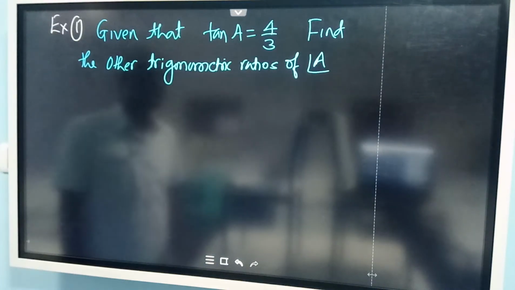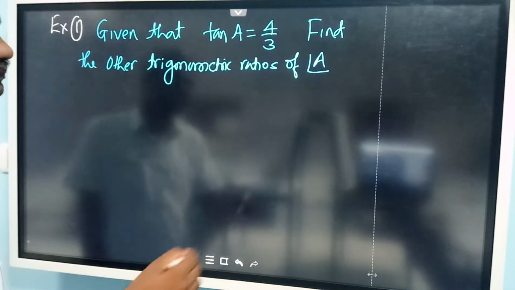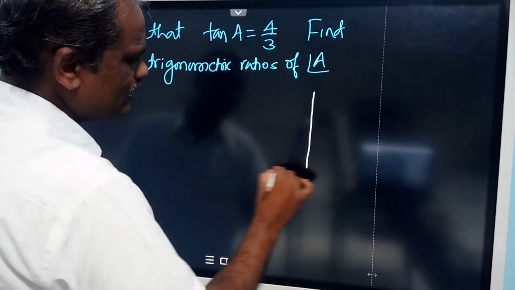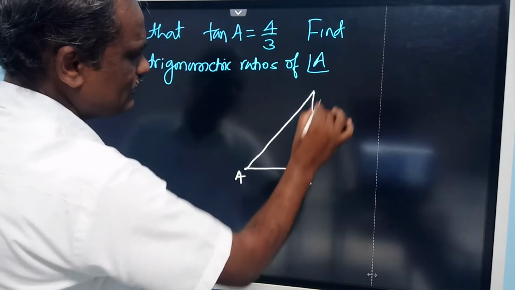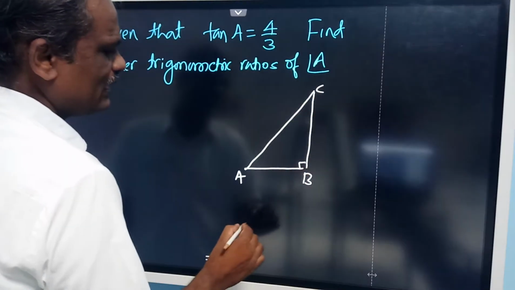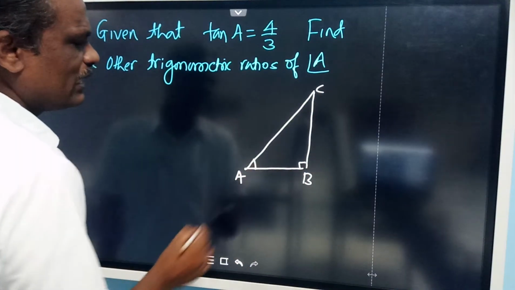So here, given that tan A is equal to 4 by 3, you can draw a right angle triangle. A must be an acute angle. You can write ABC. Here angle B, I will write it is right angle, 90 degree. This is an acute angle.